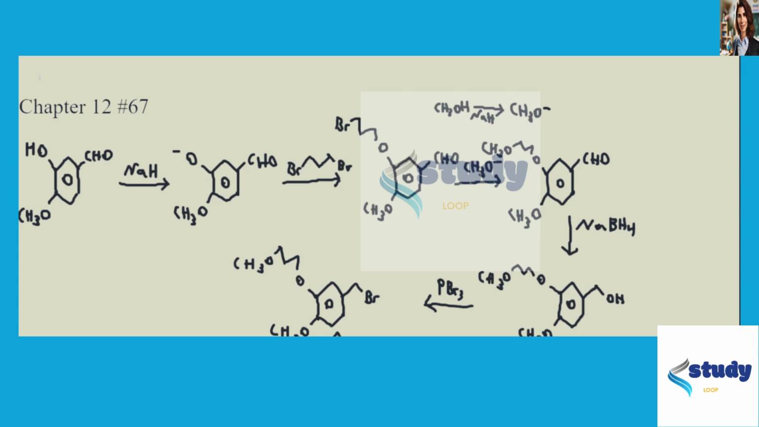And so in this case, we needed to convert an alcohol to an ether with an ether at the other end of the carbon chain as well. And then we needed to reduce an aldehyde and replace it with a bromide. And so that's the answer to chapter 12, problem number 67.